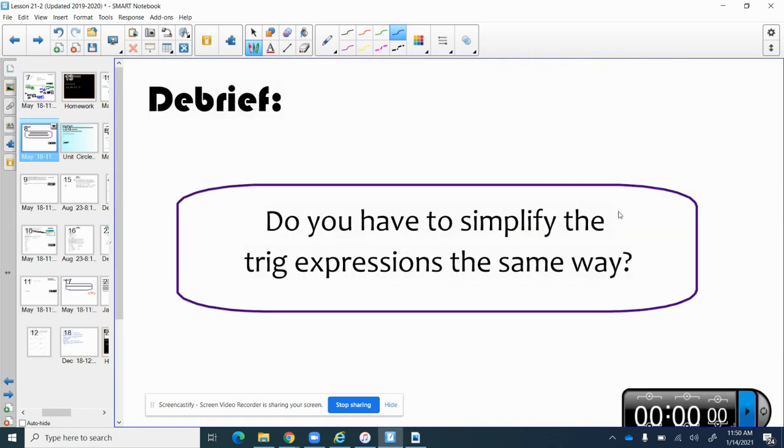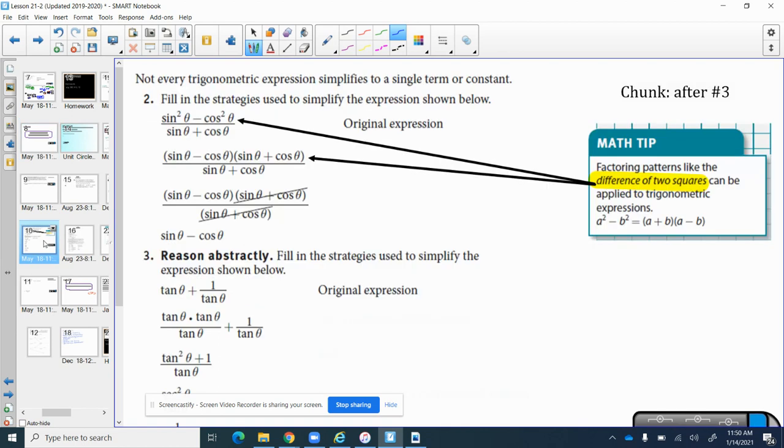Now, we don't always have to simplify trig expressions the same way. In these examples, this would possibly be the quickest route, but you will see, especially the more complex the trig expressions are, they may or may not be able to be simplified the same way. So keep that in mind as we go through these. Okay? Now we're going to skip number 1 and jump down to number 2 on page 285, where they're giving us another example to look through here.